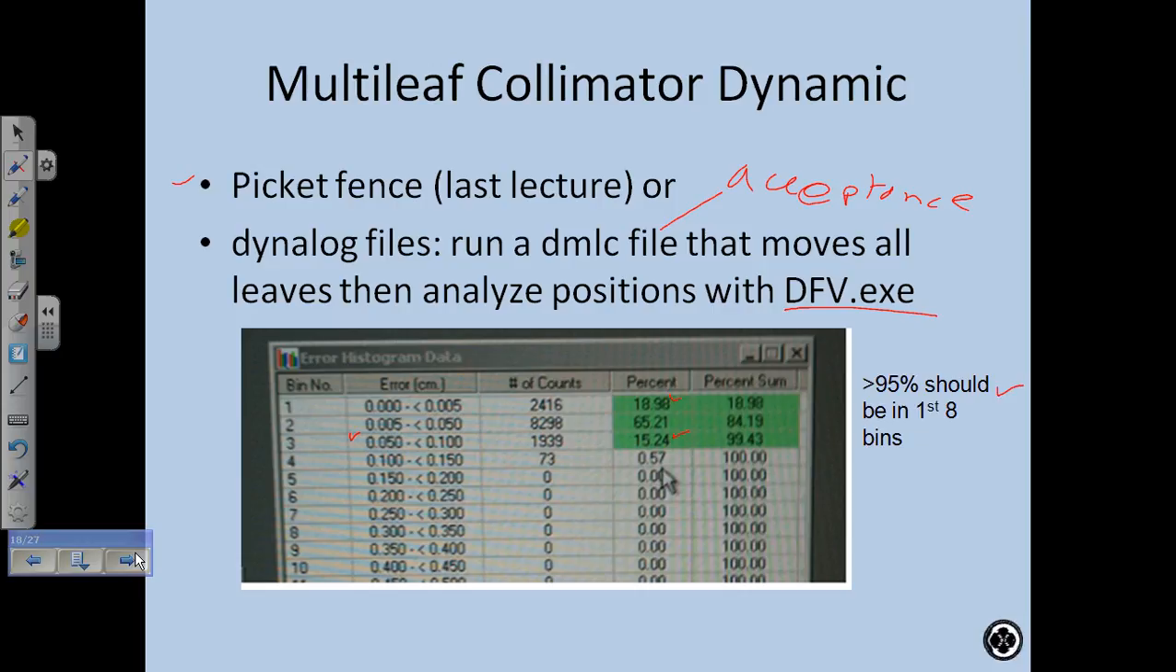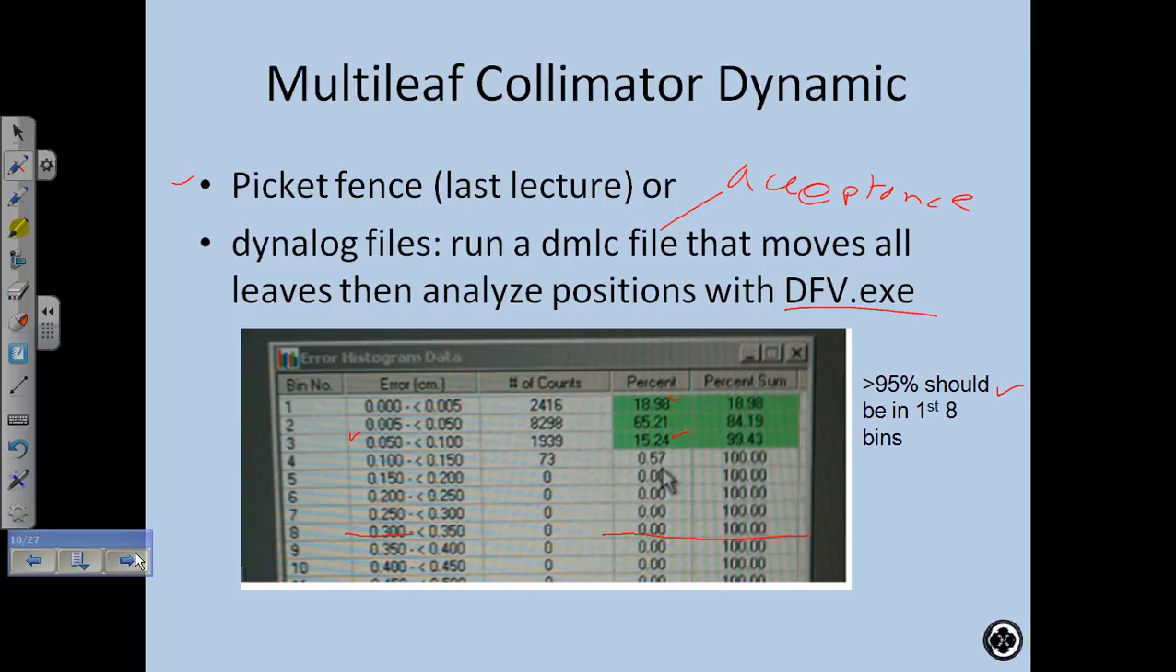Greater than 95% should be in the first 8 bins. Which means that in the first 8 bins down to here, this should be greater than 95%. So 95% of the errors should be in these bins here, and it's okay if 5% of the errors are down here, but not more than 5%. And what does that correspond to? That corresponds to errors of 3.5 millimeters and up. So there cannot be more than 5% of the errors at greater than 3.5 millimeters. That's their criteria. And whenever I run this test, it always looks like this. I mean, it looks really good.